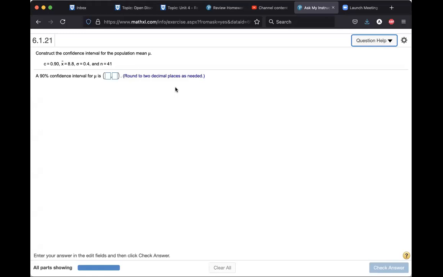I erased the problem. Okay, so that was the whole thing. I think I sort of remember it. I had X bar of 5.2, I'll just make something up. X bar of 5.2, sigma 0.25, and then a sample size of 49.